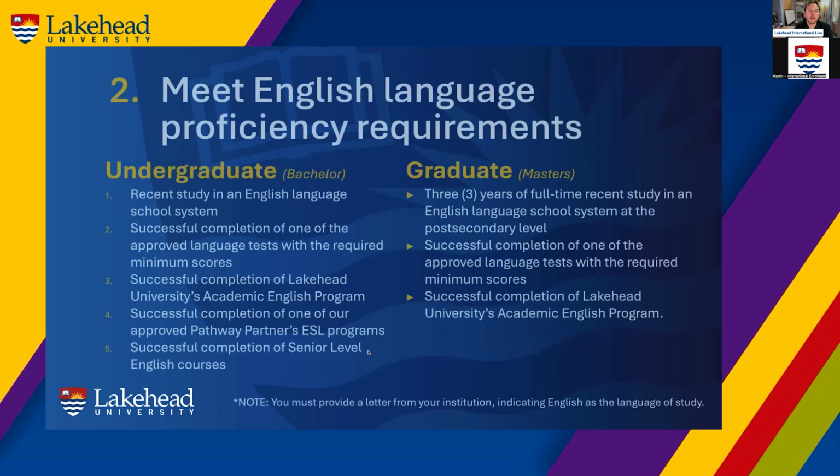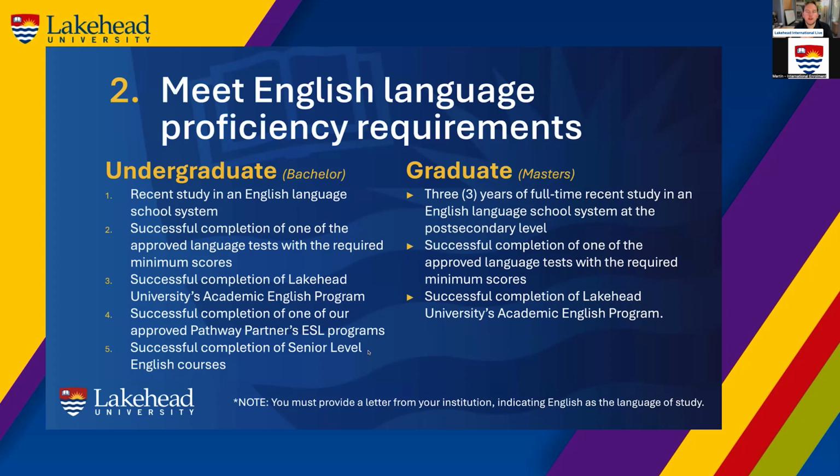In terms of English language proficiency requirements, there's a wide range of methods or ways to satisfy those requirements. So for our undergraduate students, we're looking at essentially 5 of them, and I'll dive a bit deeper into some of them here. But recent studies in an English language school system, that varies based on what level of study you completed, and we'll chat about that on the next slide. We'll accept the successful completion of one of the approved language tests with the required minimum scores. I also have those minimum scores listed on a slide coming up.